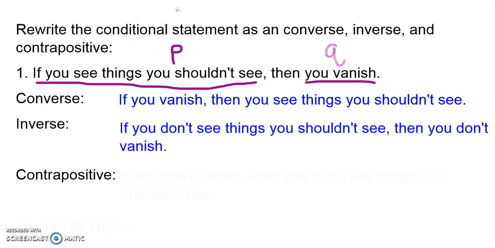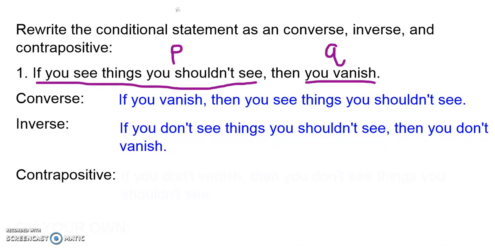So the inverse is just negating both P and Q and not switching the order. So it would be: if you don't see things you shouldn't see, then you don't vanish. It's really just the opposite of the conditional.